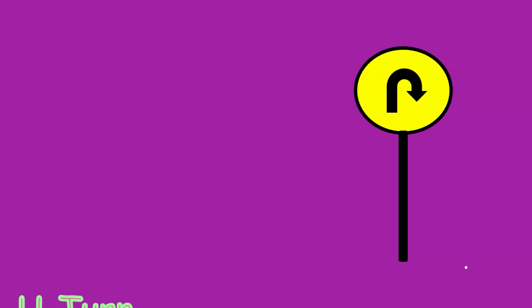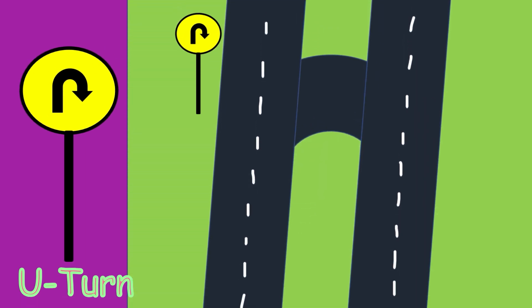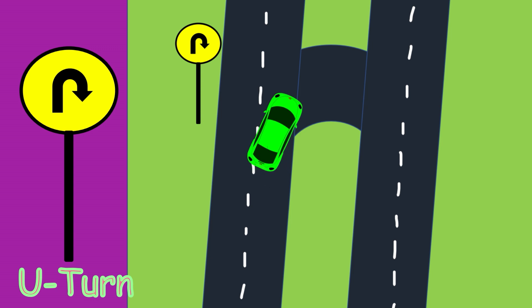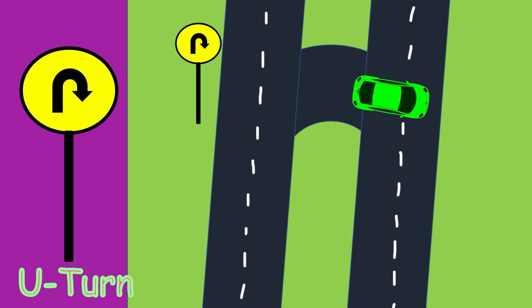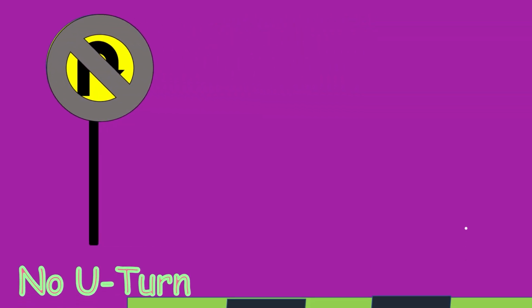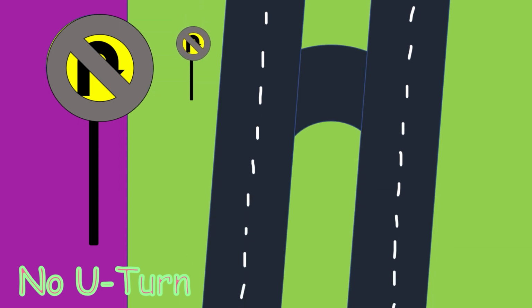This signal means U-turn. We can take a U-turn at the place where the signal is on. This signal means no U-turn. We should not take a U-turn at the place where the signal is on.